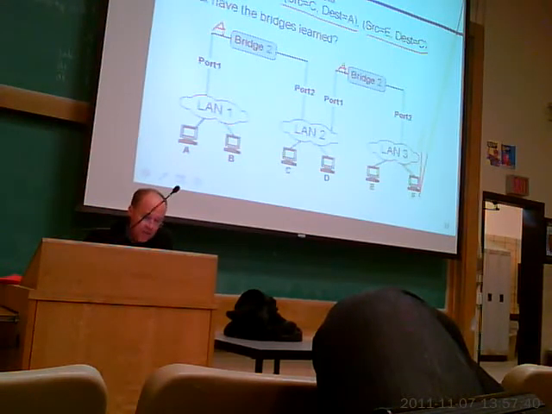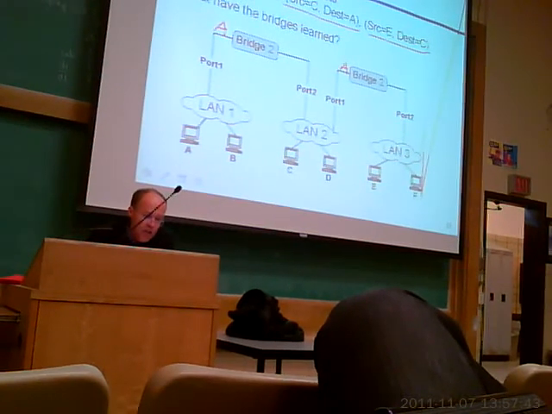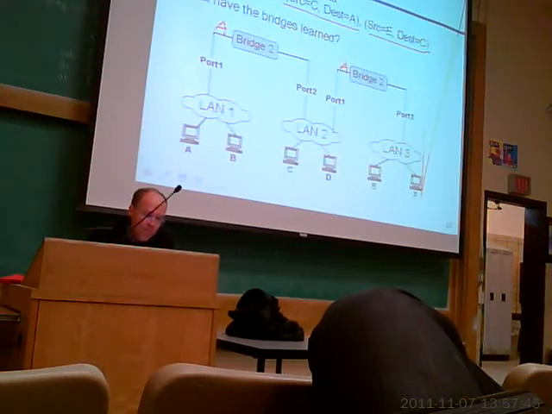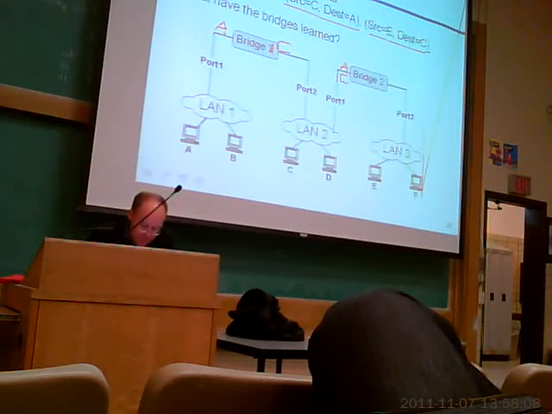Let's look at the second packet. So C is now sending a packet from C to A. Bridge number 1 and bridge number 2 both say, well, C can be reached on port 2, and bridge number 2 says C can be reached on port 1. Then the packet is forwarded here by bridge 1 onto port 1 and reaches A.